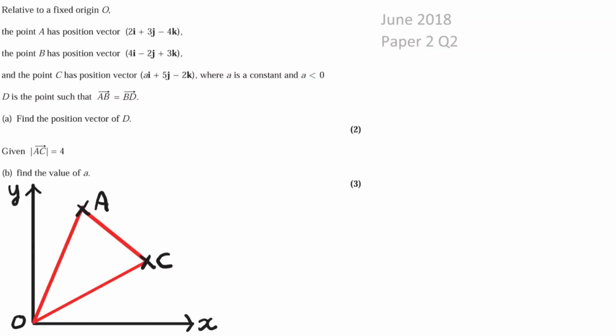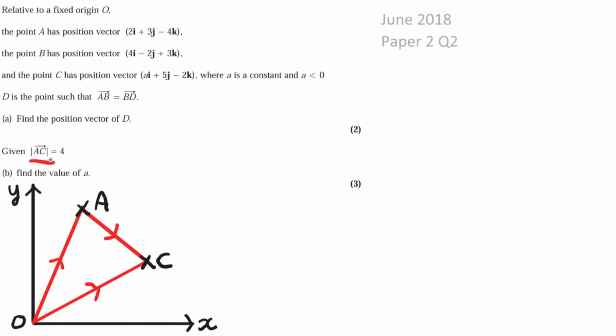With the vector AC, we have 2 points, A and C, and the vector AC is going from A to C, so it's going in this direction here. We have the position vector of A, which is OA, going in this direction, and the position vector of C, OC, going in this direction here.